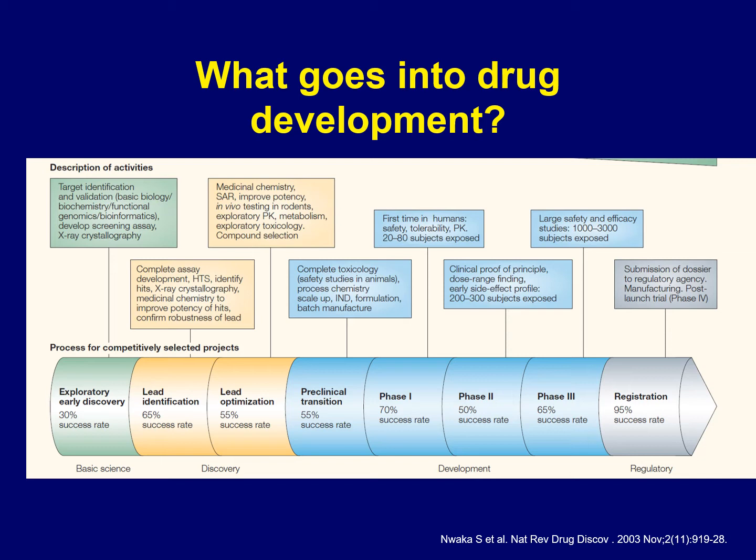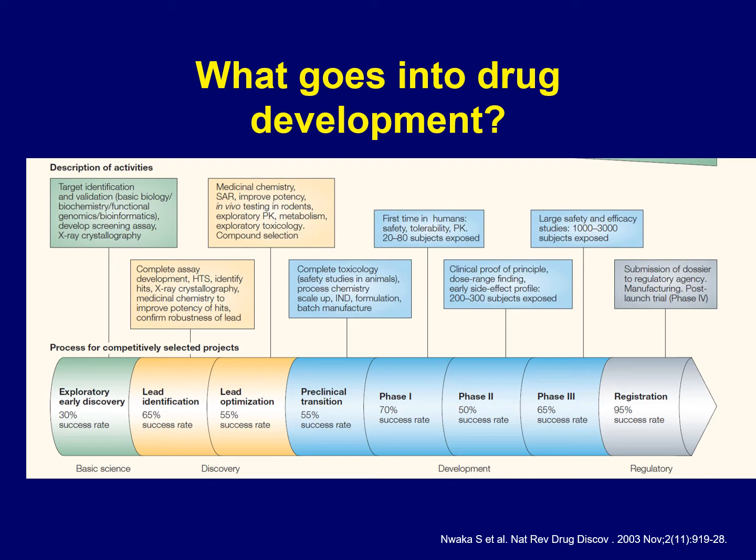And once you do get to clinical trials, there's phase one, where you're really looking at safety, tolerability, and pharmacokinetics, which is drug absorption, distribution, metabolism, and excretion. And you're looking at less than 100 people in phase one.